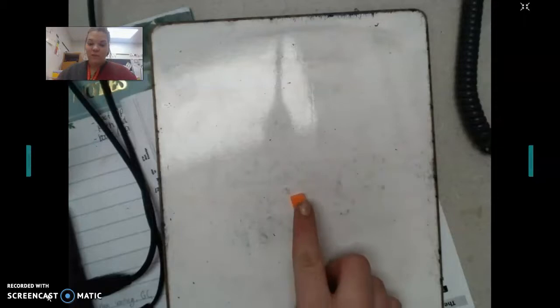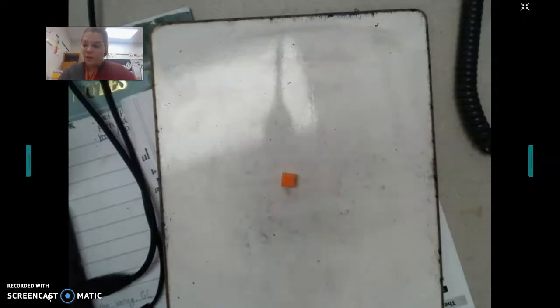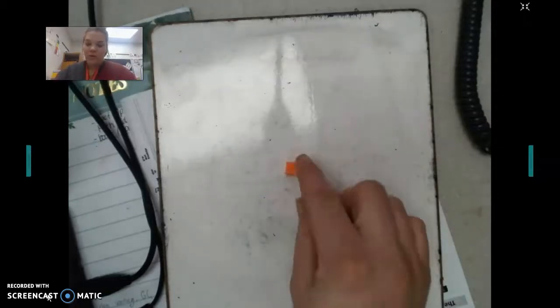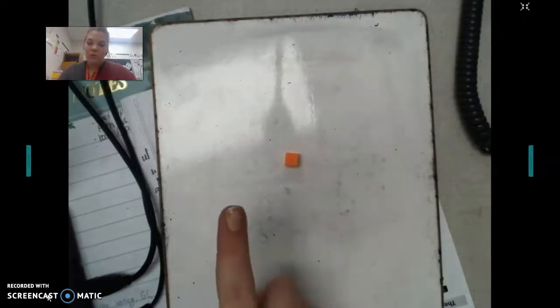So today we are talking about groups of 10, and I just wanted to show you some things that we've been talking about in class. This, if you look over here, is called a unit cube. A unit cube means 1. So if I have 1 unit cube, that means 1.